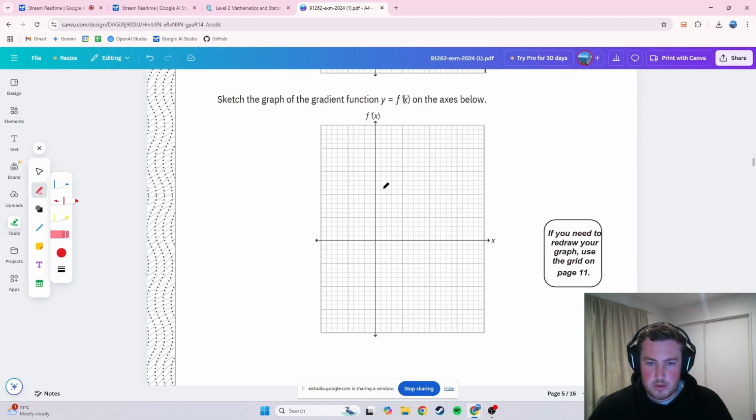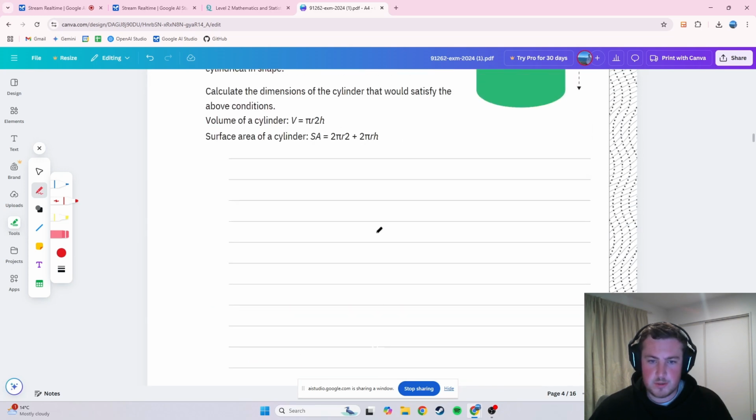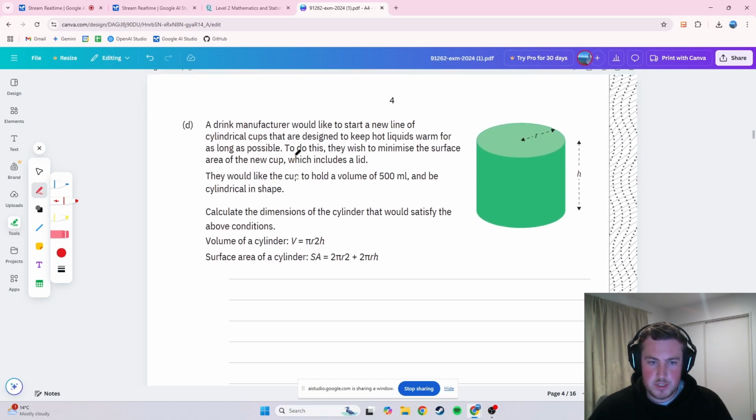What about one of these excellence questions? Do you see this question here? Yes, I can see question D, which asks you to calculate the dimensions of a cylinder with a volume of 500 milliliters that minimizes surface area. Would you like to start working on that one?